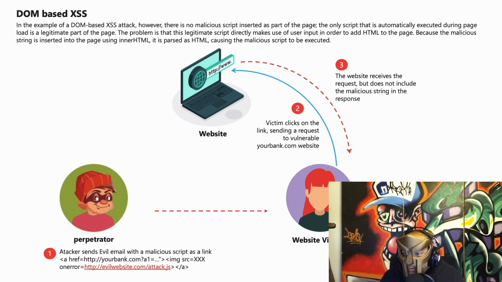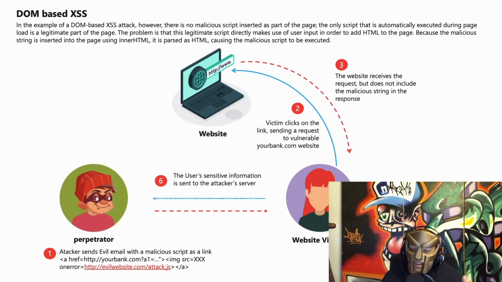Only in my browser, the browser executes the legitimate script inside the response, causing the malicious script to be inserted into the page. So the server knows nothing about this exploit. The server itself has no record of this exploit happening. It's all in the browser. The user's browser executes the malicious script inserted into the page by the client side, and bada bing, bada boom, the user's sensitive information is sent to the attacker's server.